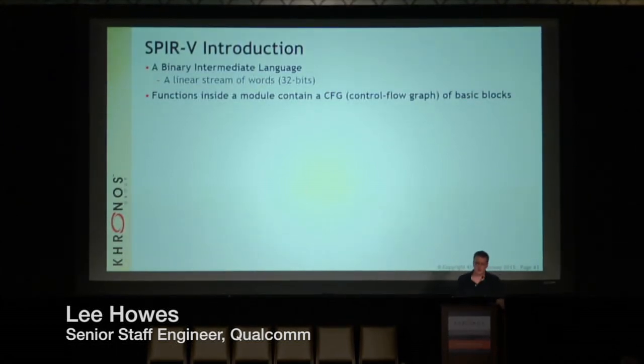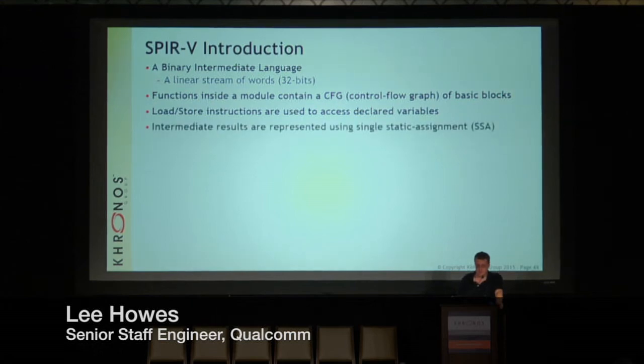So the functions inside a module contain a control flow graph of blocks. We use load store instructions to access declared variables. I suppose this is really just a summary of all the features you'd expect from a binary intermediate representation. So intermediate results are represented using SSA form, much as they are in LLVM.